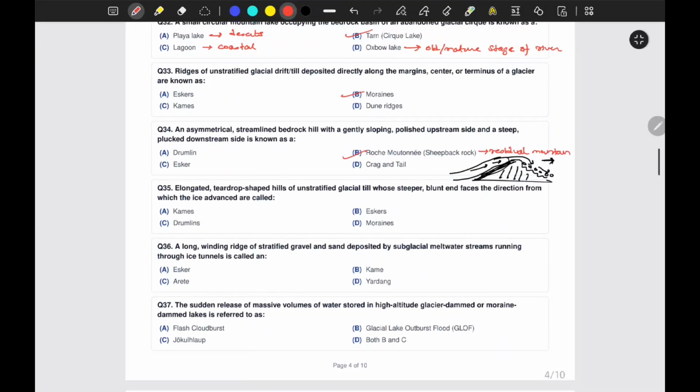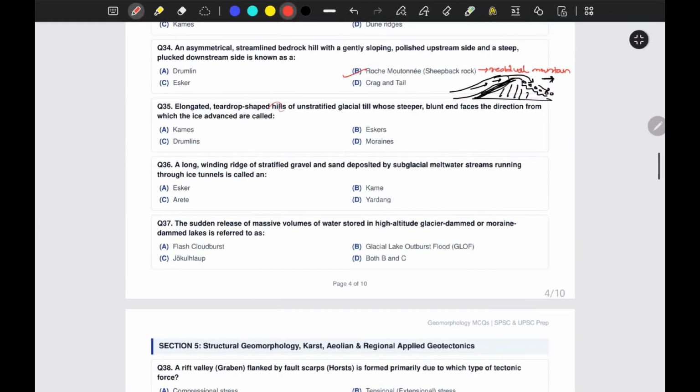Okay, question number 35. Elongated teardrop shaped hills of unstratified glacial till whose steeper blunt ends face the direction from which the ice advanced are called kames, drumlins, esker, moraines. What is the correct answer? The correct answer is drumlins. Drumlins are something like this in shape.